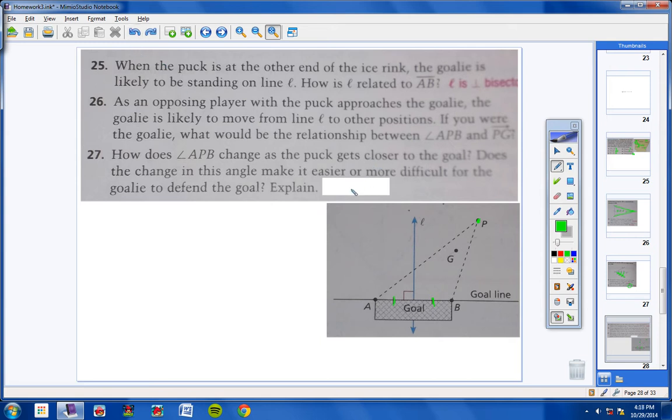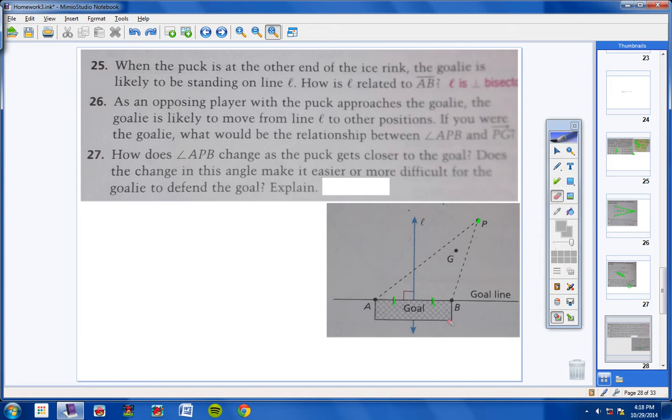So, if you were the goalie, what would be the relationship between angle APB, so this angle here, and segment ray PG, right here? Well, to be honest with you, students, it's pretty obvious to me.